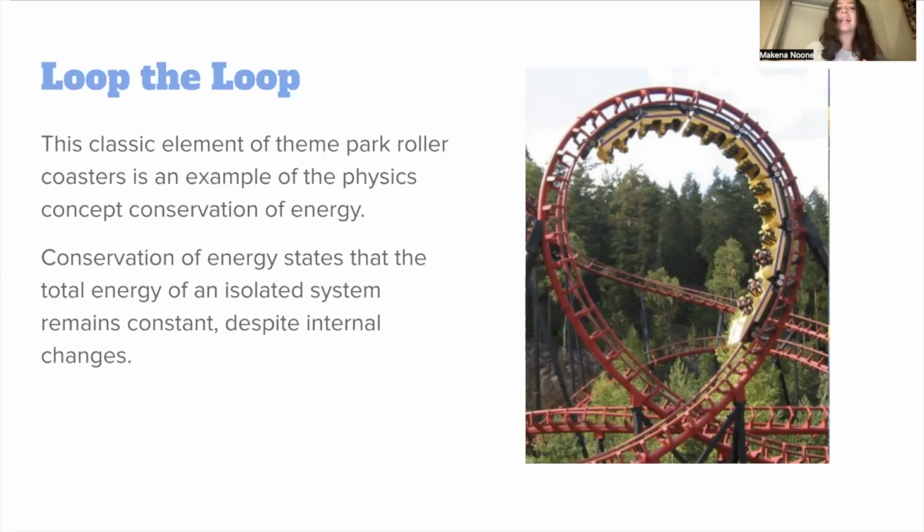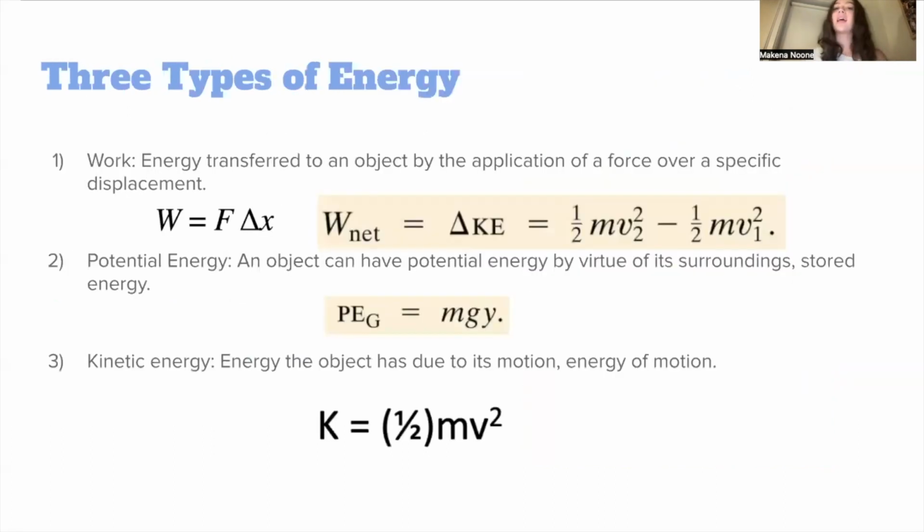And so this classic element of theme park roller coasters is a great example of the physics concept of conservation of energy. The conservation of energy states that the total energy of an isolated system remains constant despite internal changes. So in the loop-the-loop, there are three types of energy at play. There's work, which is the energy transferred to an object by the application of a force over a specific displacement.